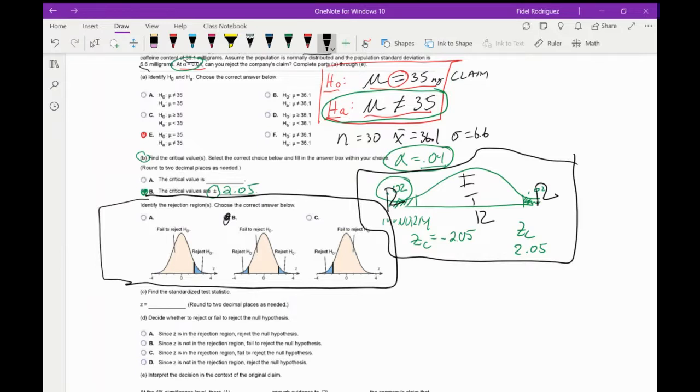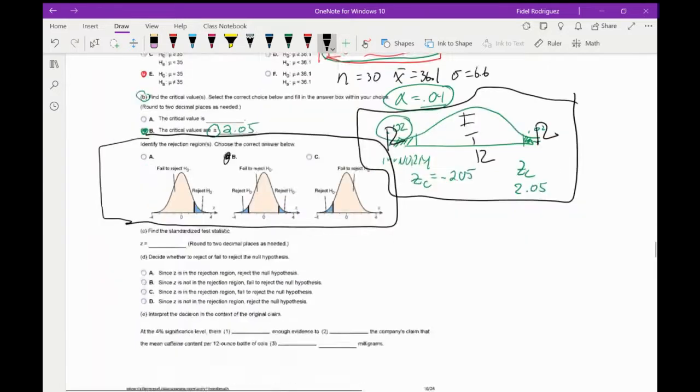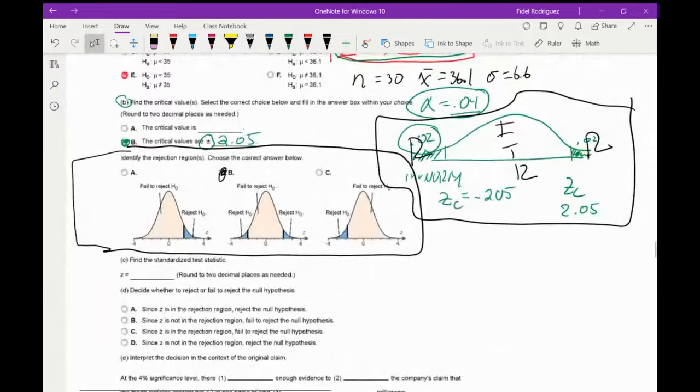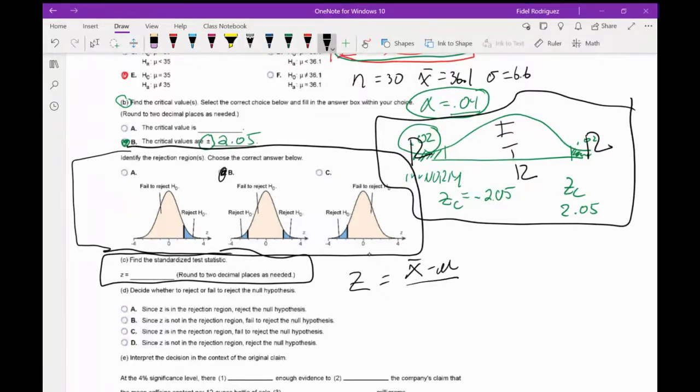Okay. So now part C. We're going to find our standardized test statistic. The formula here is going to be x bar minus mu, over sigma over the square root of n.